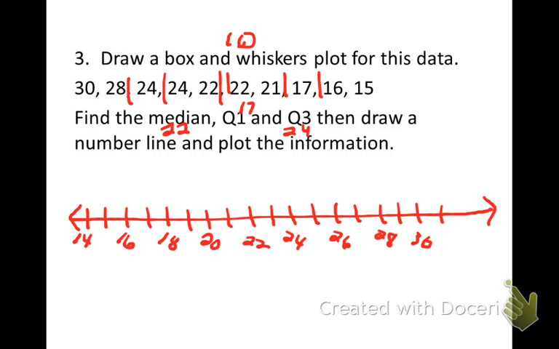All right. So the first thing we're going to do is mark our quartiles because they're the end of the box. So my quartile 1 was 17, so that's going to be right here. And the upper quartile, or quartile 3, was 24, so that's going to be right here. So those are the ends of the box. So we're going to draw the box there. You draw a line at the median, and our median was 22. So right here we're going to draw a line.